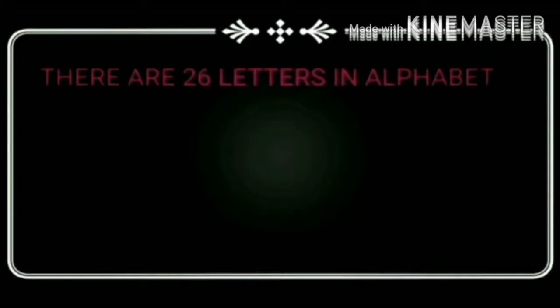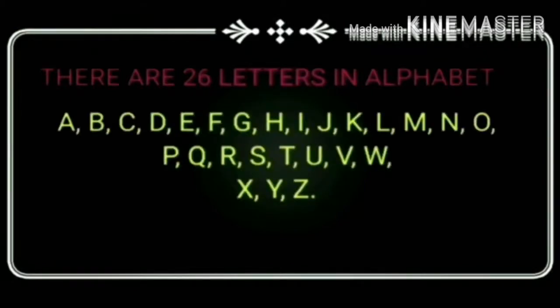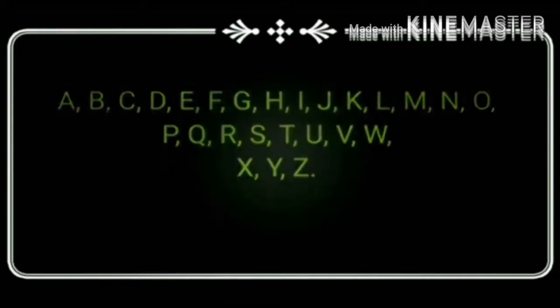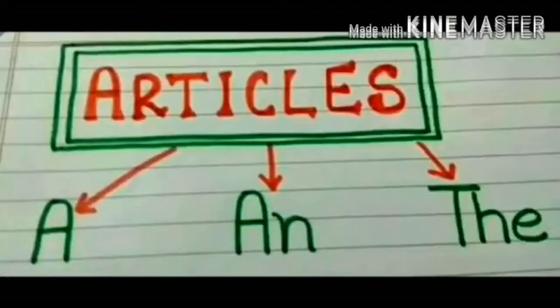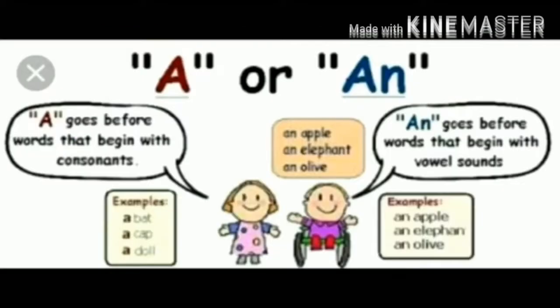There are 26 letters in the alphabet. Vowels: A, E, I, O, U. The rest of the 21 letters are called consonants. Articles: a, an, the. "A" goes before words that begin with consonants. "An" goes before words that begin with vowel sounds.